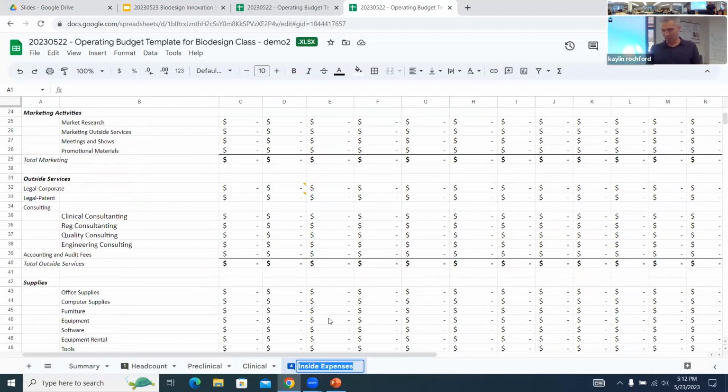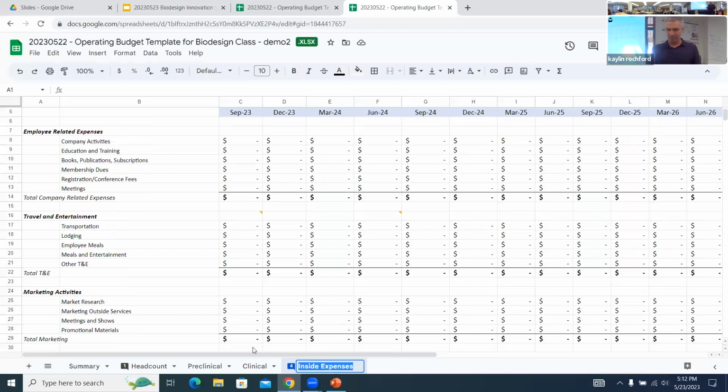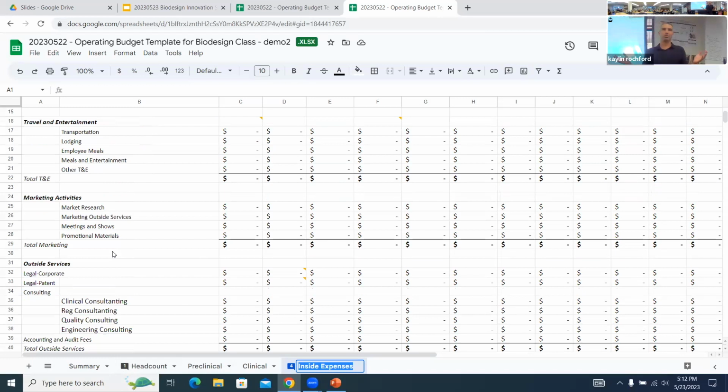And then same for the inside expenses. You can see lots of line items here. There's kind of company activities, education, books, employee expenses, just equipment they need. Lots of travel. When you're doing a clinical study, one thing that really adds up is the travel. You find yourself on the road a lot, and usually it requires a lot more site visits than you expect. The clinical sites really need to be handheld through the process, and you end up having your team out there quite a bit, and it really adds up.